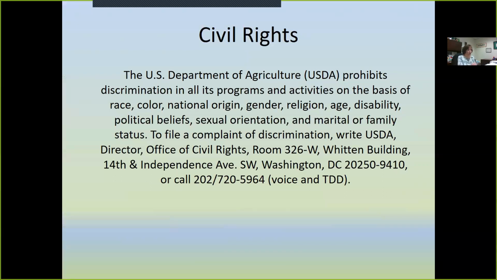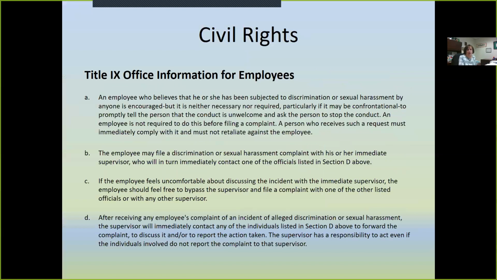What you want to do is, on the next page, and it's really small, I know, talk about our Title IX information for our employees. So essentially, if an employee believes that you're being subjected to discrimination or sexual harassment by anybody, you're encouraged to, first of all, if you can, ask that person to stop. And if they do not, then you move on to the next phase.